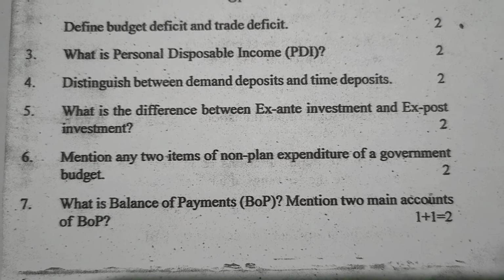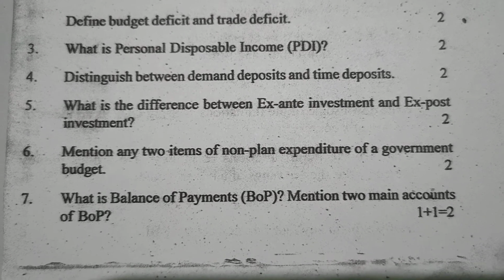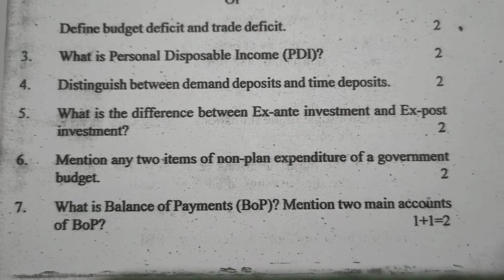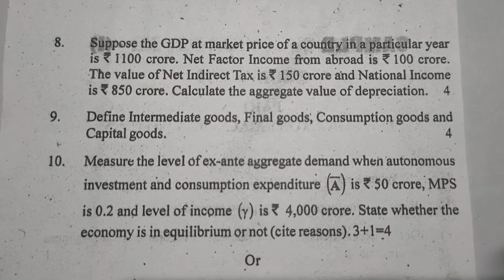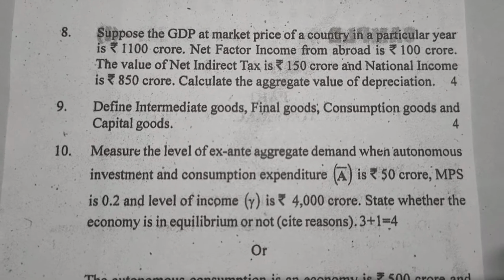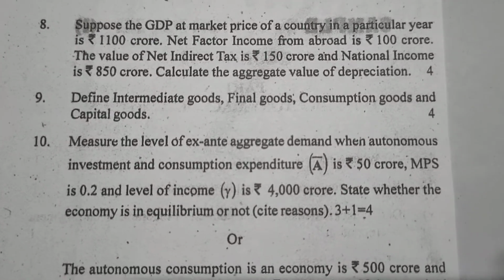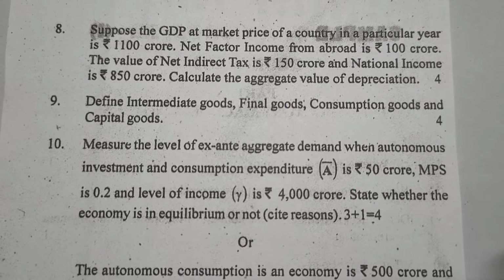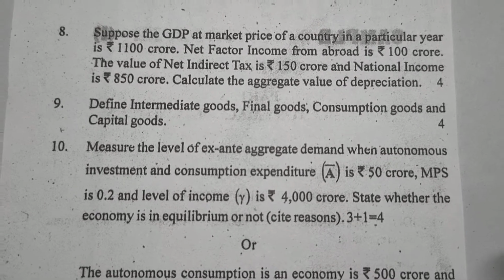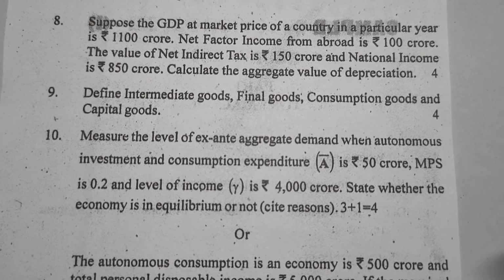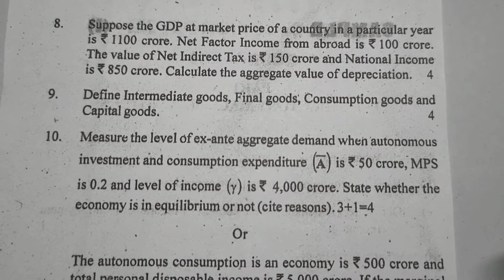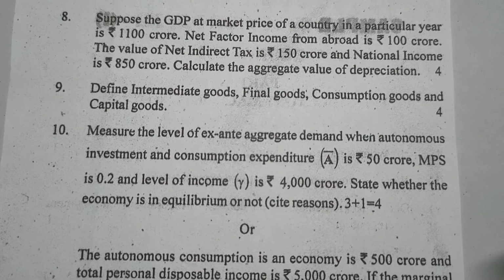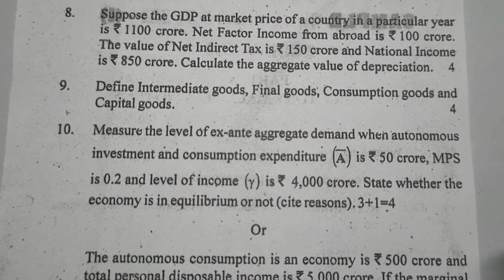Number 7, what is balance of payment? Mention two main accounts of balance of payment. Number 8, suppose the GDP at market price of a country in a particular year is rupees 1100 crore, net factor income from abroad rupees 100 crore, the value of net indirect tax rupees 150 crore and national income is rupees 850 crore. Calculate the aggregate value of depreciation.